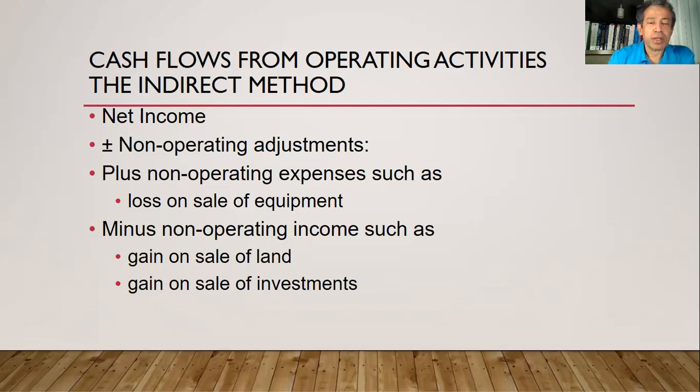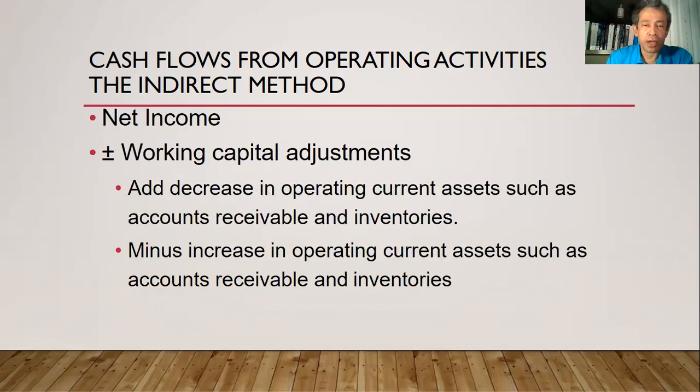So see here, plus non-operating expenses such as loss on sale of equipment, or minus non-operating gains or income such as gain on sale of land or gain on sale of investments. These are adjusted for because they are non-operating. So first the non-cash adjustment, then the non-operating adjustment. And finally, we have the working capital adjustments.